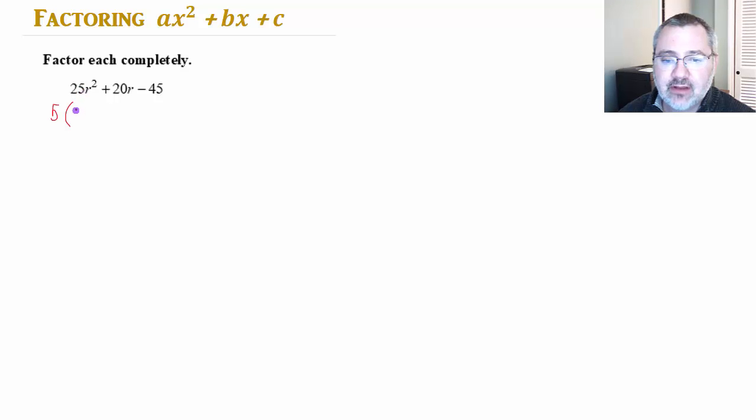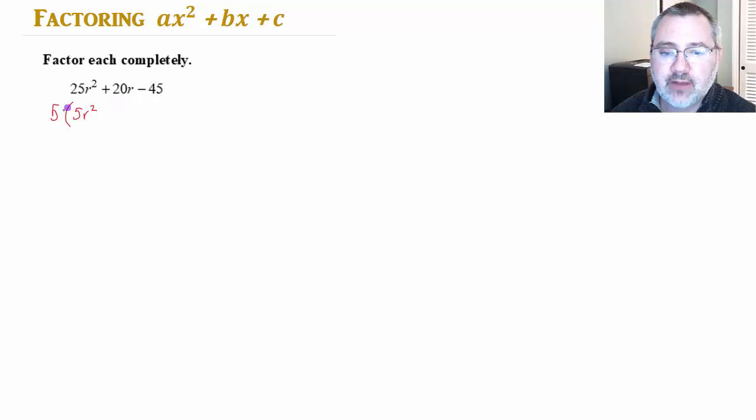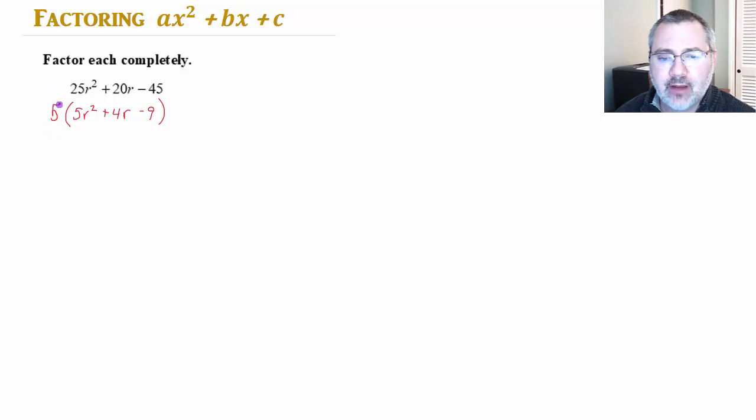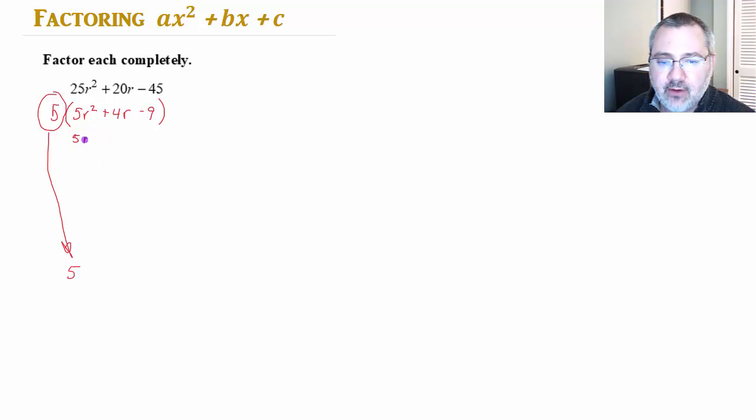25 divided by 5 is 5r to the second. 20r divided by 5 would be positive 4r. And negative 45 divided by 5 is negative 9. Just like in previous videos, I don't want this to confuse what we're working on, but I don't want to forget about it. So I always like to circle it and bring it down below so we don't forget about it. Now we can focus on this 5r squared plus 4r minus 9.